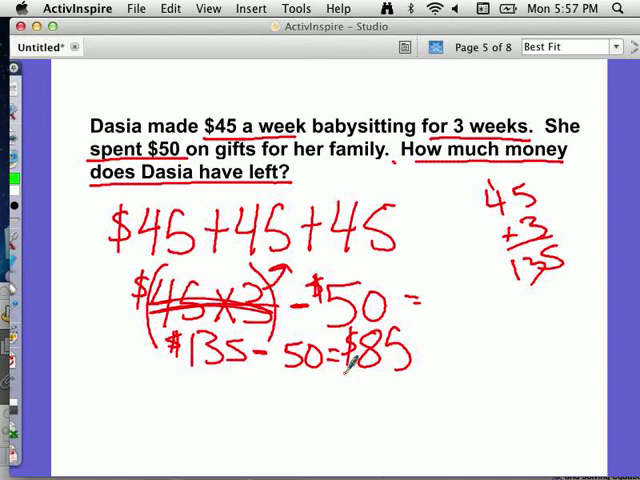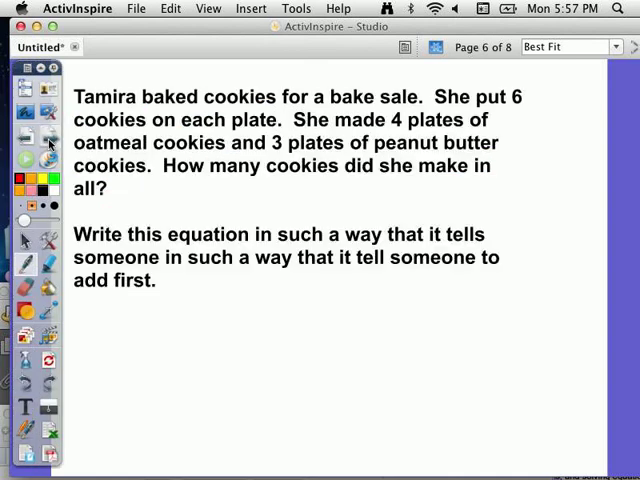All right, let's take a look at this. Tamara baked cookies for a bake sale. She put 6 cookies on each plate. She made 4 plates of oatmeal cookies and 3 plates of peanut butter cookies. How many cookies did she make in all? Wow, that's a lot. It's a wordy problem, isn't it? Let's go and look through that problem.